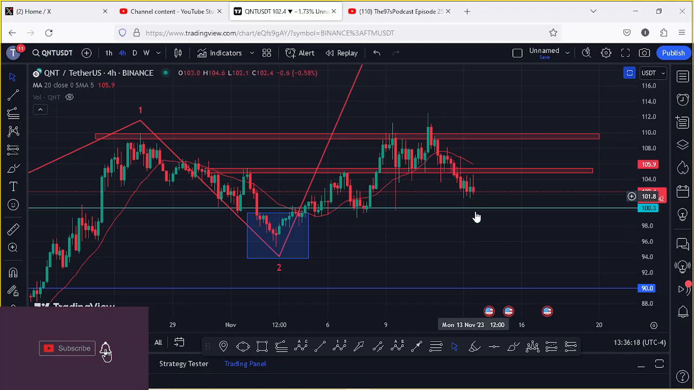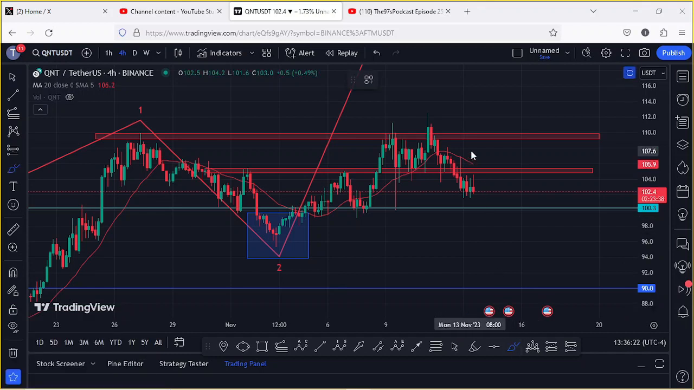And at the time of this recording, QNT is holding below the 20-day MA here on the 4-hour chart, which is now acting as resistance for us to continue gearing up. We are also holding above a significant area of support above the $100.3 mark, which is acting as support for us to continue gearing up.